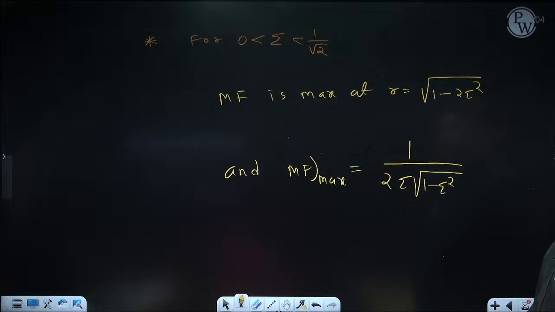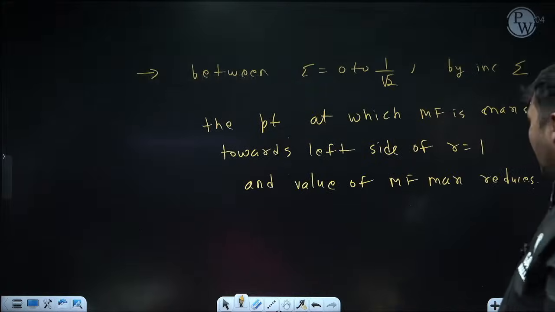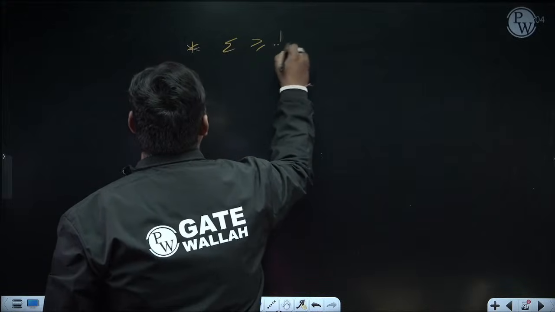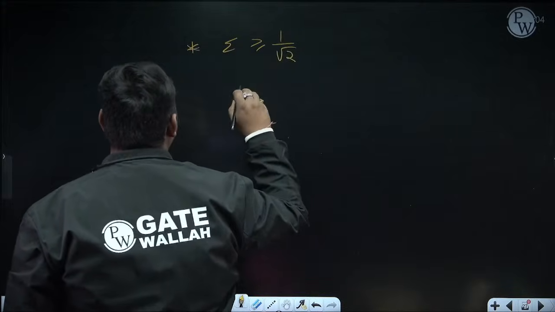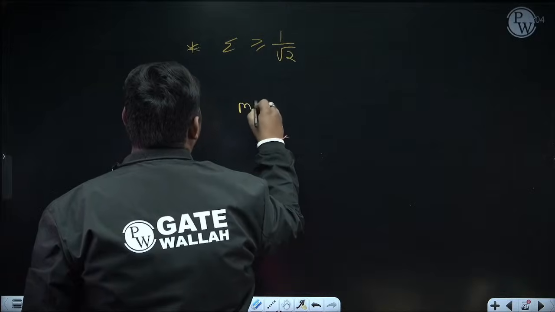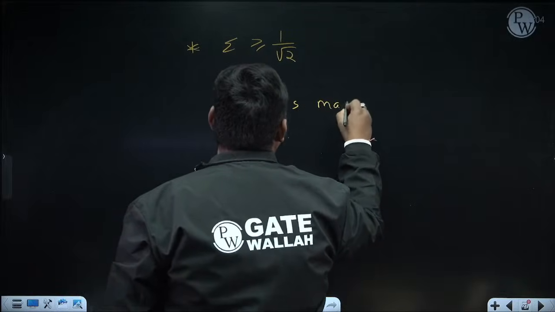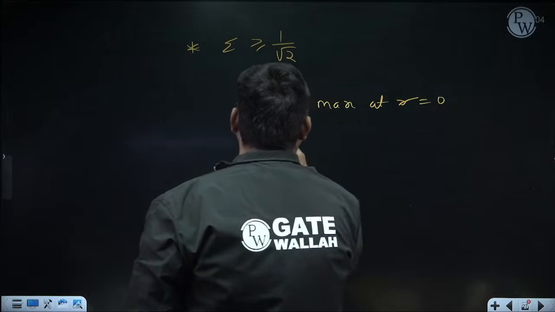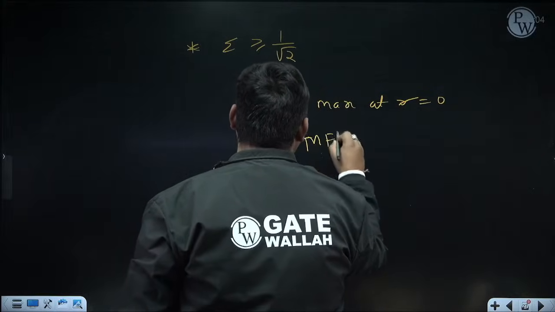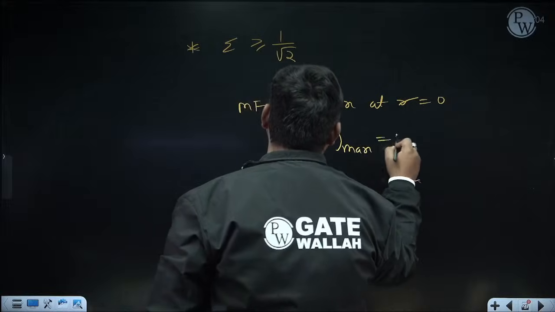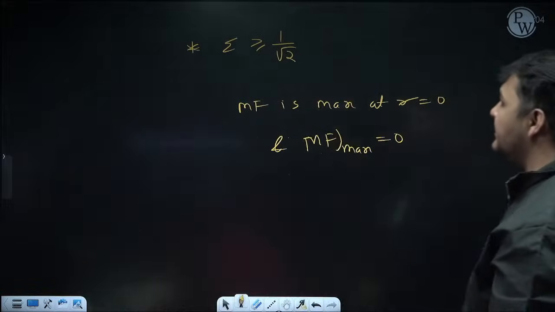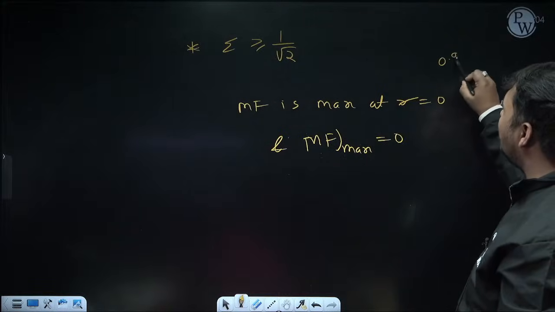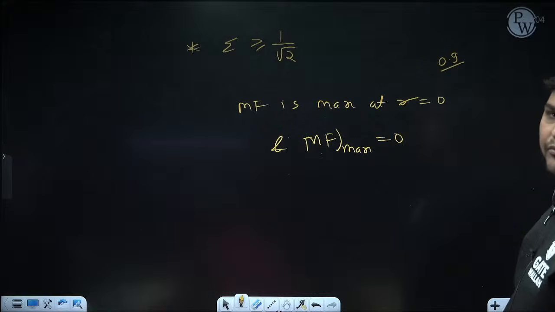Now, what about the point related to the graph for zeta greater than or equal to 1 by root 2? For this case, simply you can remember MF is maximum at R equal to 0, and the maximum value of MF is 1, because at R equal to 0, MF is 1. After that, it is continuously decreasing. So don't be in a hurry. Sometimes the examiner asks what is the maximum value of MF, only to see your concept.